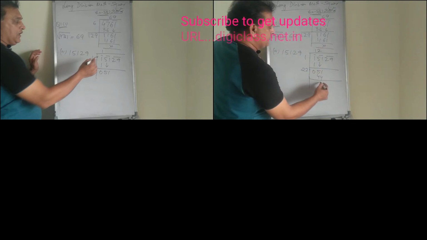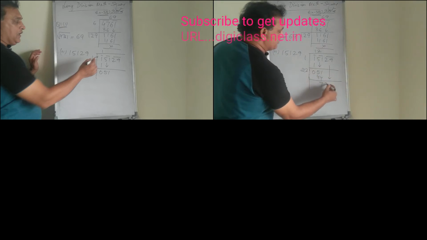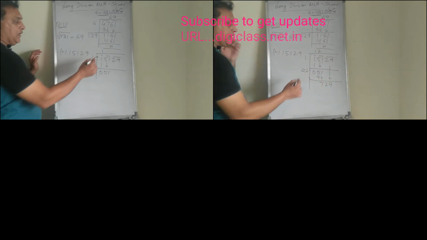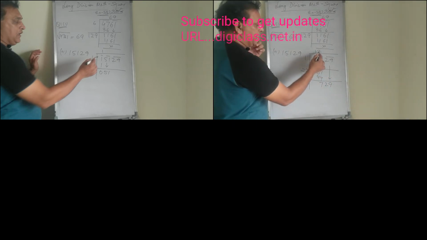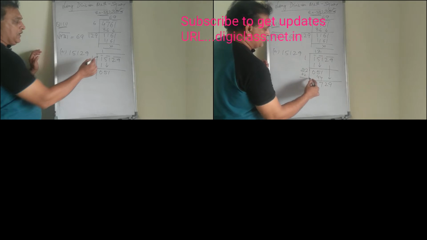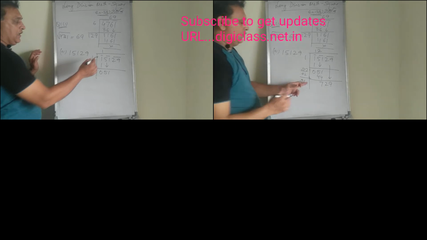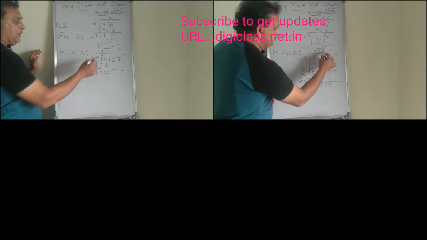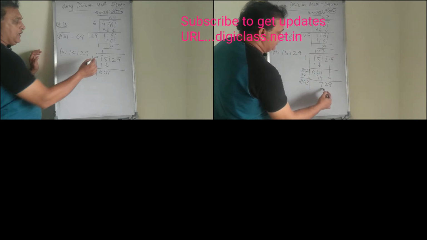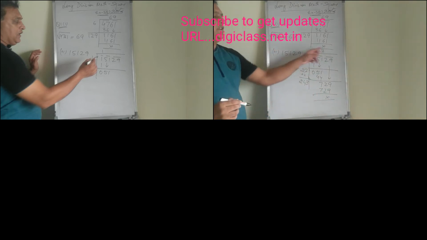What is left here is 7, and then we have to take this 29 down. Now this 22, you have to add this 2 also. So it will become 24. So the possible number is 3. So 3, if you multiply, you get 729. So that is our answer, 123.